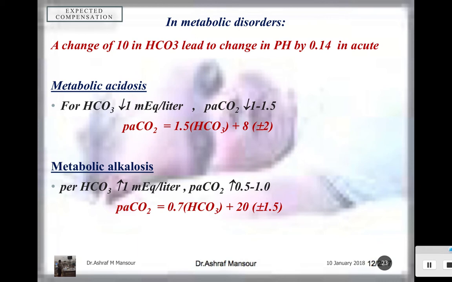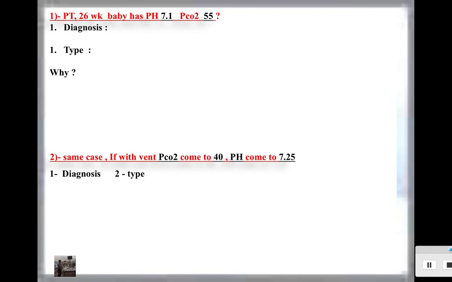When we try some examples of how to calculate, it will show you that it is very important. Till now it looks like dull equations, dull mathematics, but you will see when we calculate now. For example, if you have a preterm baby, 26 weeks, and you find that the pH is 7.1 and the CO2 increased to 55. So what is the diagnosis?